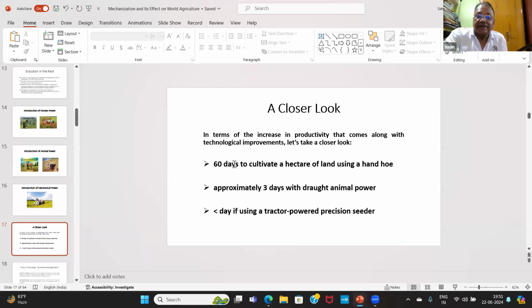This is a very important point all of us should know. 60 days to cultivate a hectare of land using a hand hoe. 60 days. Maybe some deviations, but it's a normal calculation made somewhere. Then approximately 3 days with a draught animal power. A pair of bullocks, 3 days to cultivate once. When you take a cross cultivation, another 3 days.